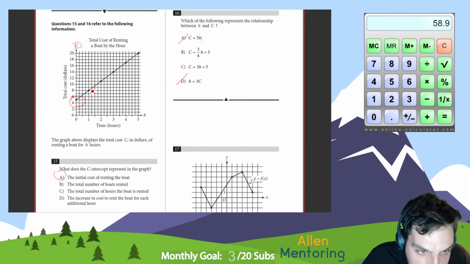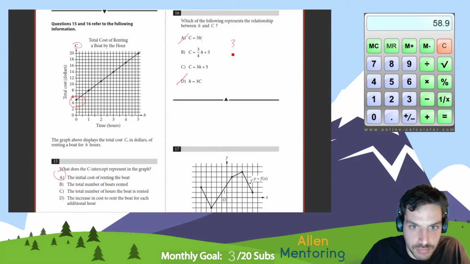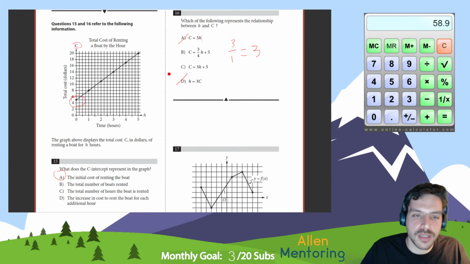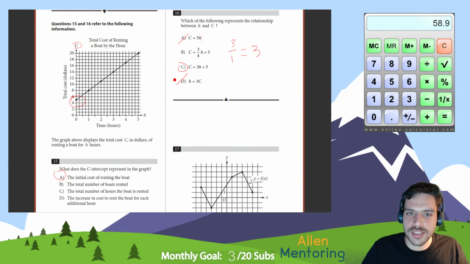Okay, so let's try to figure that out. Let's pick 2 points. We have (1, 8) and we have (2, 11). So it's rising by 3, and it's running 1. So our rise over run is equal to 3. So the slope of this graph is 3, which is choice C.